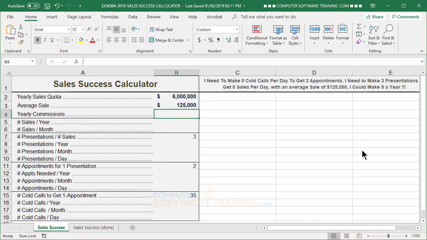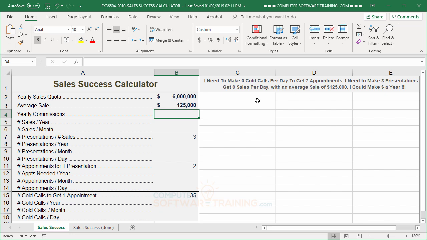Back when I was in sales many years ago, I was given a worksheet like this. I mean, back before we even had computers, really. My boss gave it to me to give me an idea of what type of work I would have to go through in order to achieve my goals.